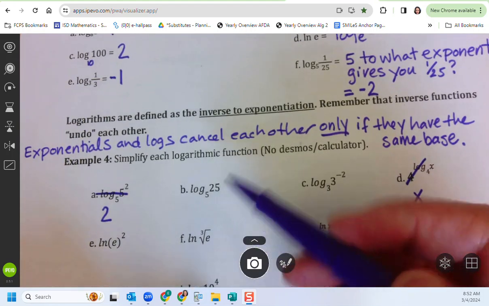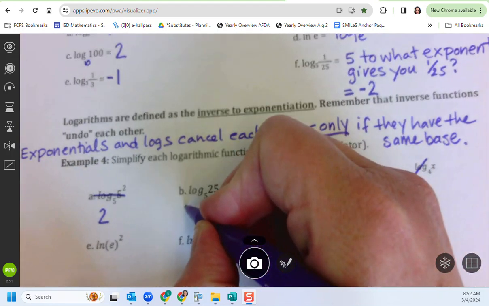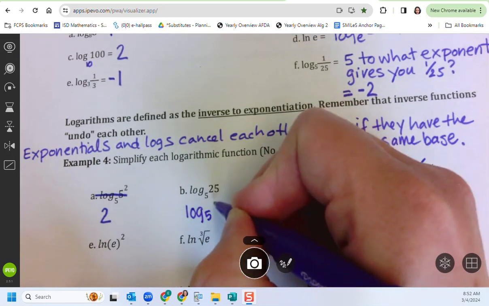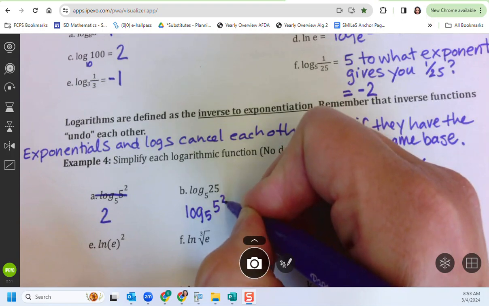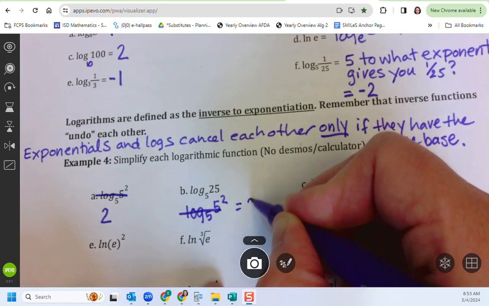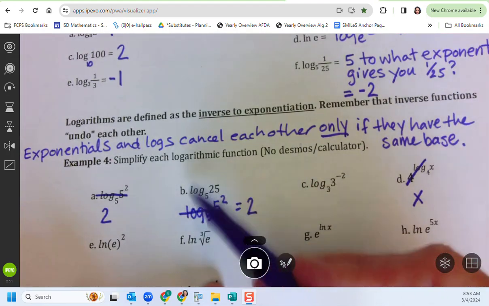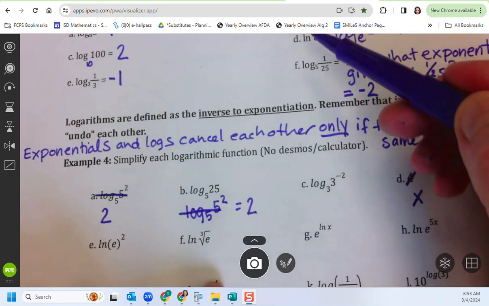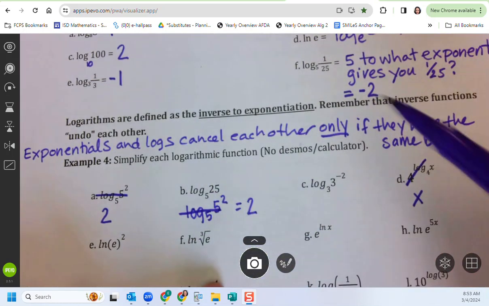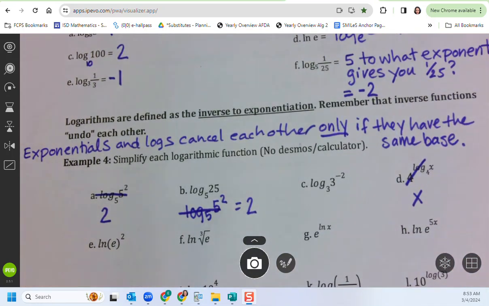But another thing we can do is rewrite the 25 so that it has a base of 5. So it could be log base 5, and 25 could become 5 squared. And then we can cancel this out and still get 2. Okay? So, yes, you could take something like B and answer it like we did before. Or you could rewrite it as a number with the same base as the logarithm. They're both choices. So work on this section.